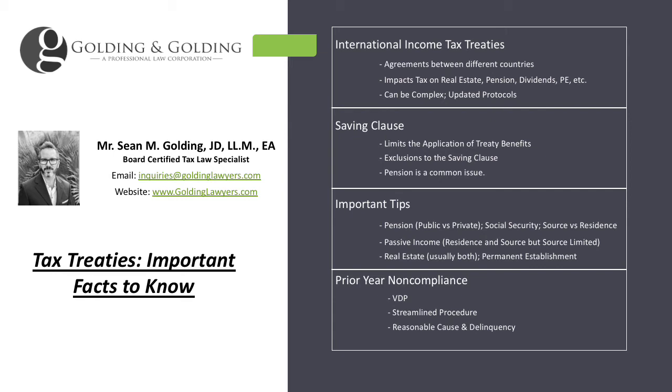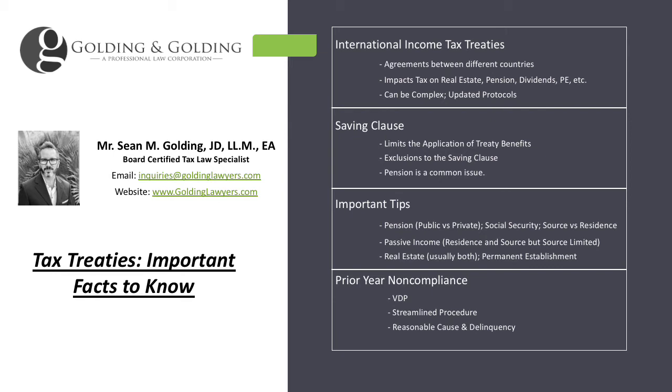So what happens is the way public pension is taxed is normally different than the way private pension is taxed. Private pension is normally taxed in the source of residence. Public pension and Social Security is normally taxed source. So that's source where the income is being generated or derived, versus residence, where the resident lives.